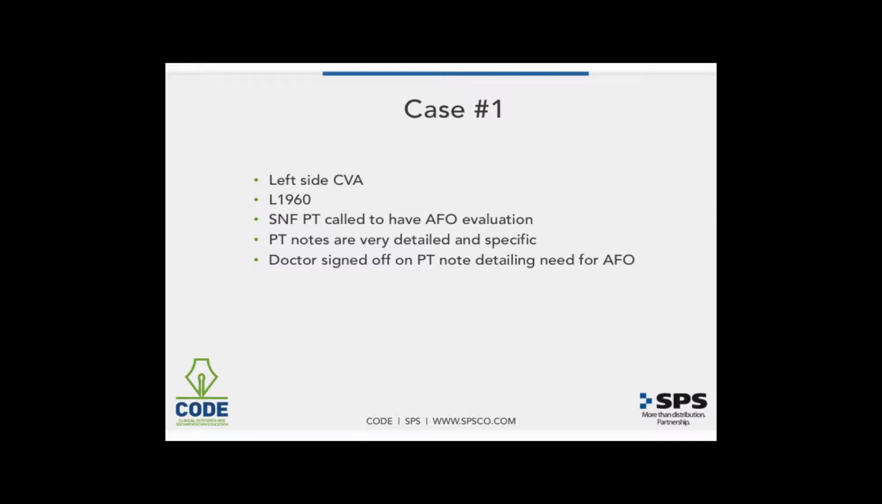But it's regarding a person who had a left side CVA and then needed an L1960, a regular custom AFO. And this person, there was a progression that happened that maybe was not ideal, but is very common. So what happened was the patient was in physical therapy after the CVA in a long-term care facility, and the PT says, wow, this person really needs an AFO. So the PT then calls the orthotist in this case and says, hey, we need an AFO. Can you come and take a look?